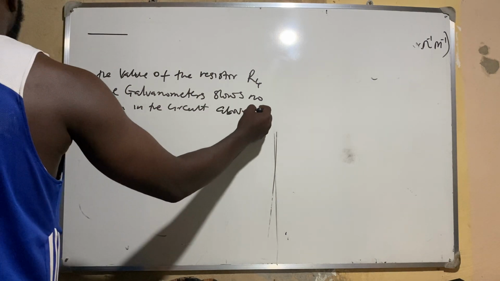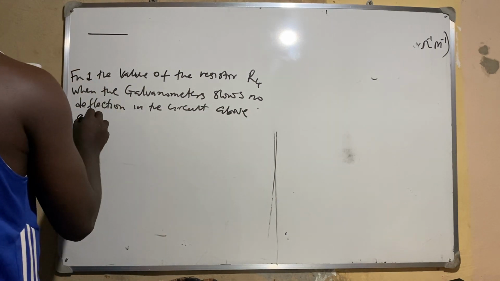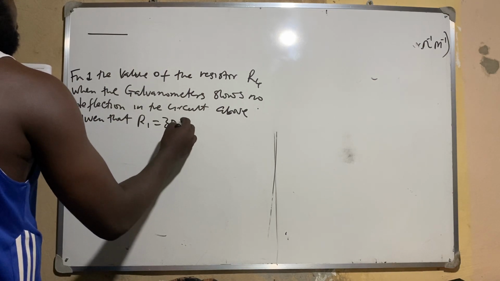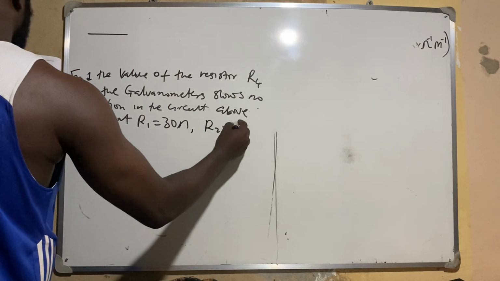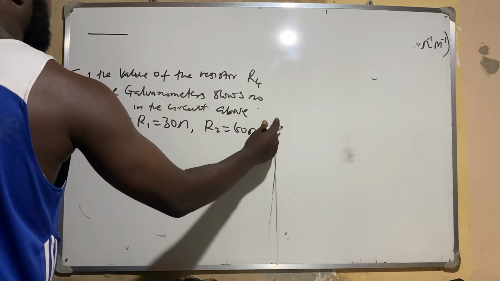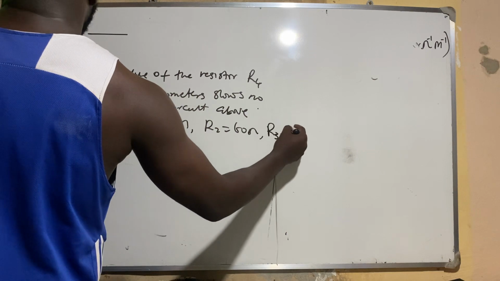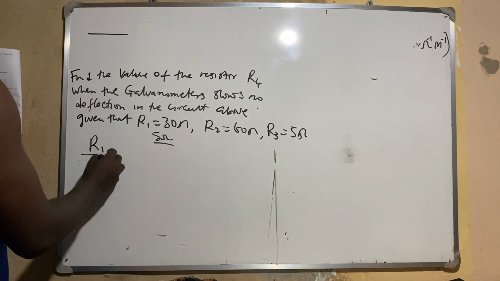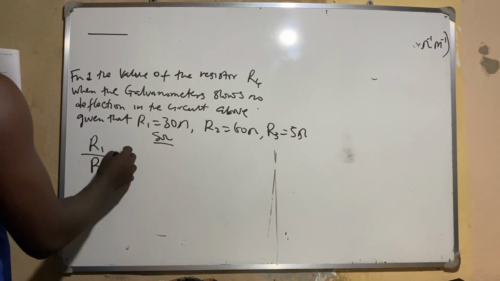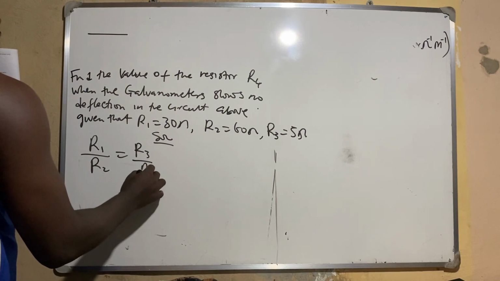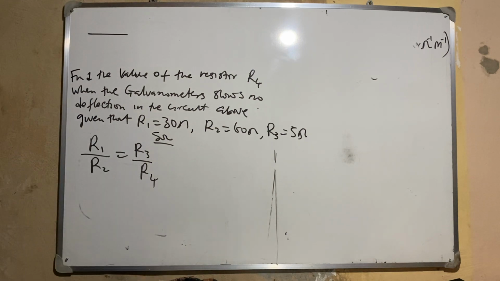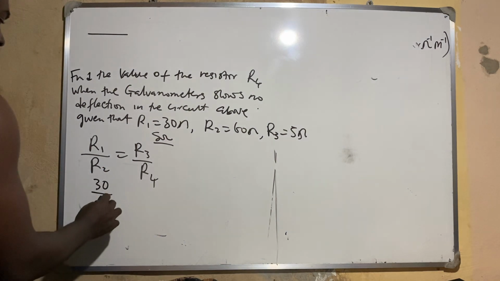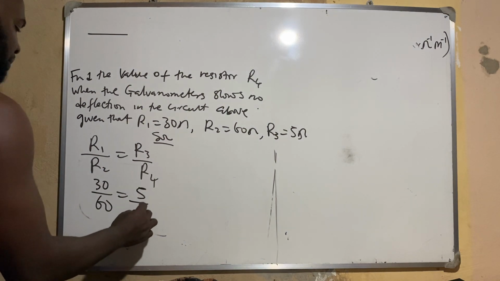Given that R1 is equal to 30 ohms, R2 is equal to 60 ohms, and R3 is equal to 5 ohms. You tell them the solution: R1 over R2 is equal to R3 over R4. We are asked to find the fourth one, so putting in the values, 30 divided by 60 is equal to 5 divided by R4.